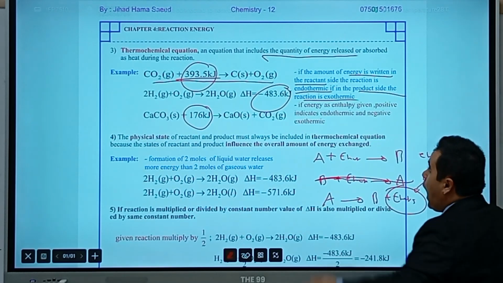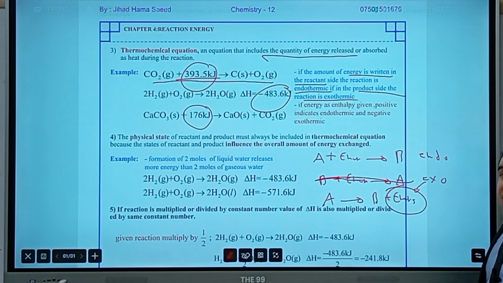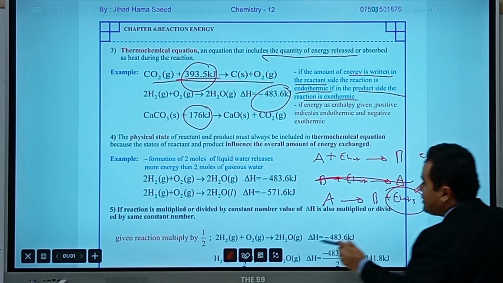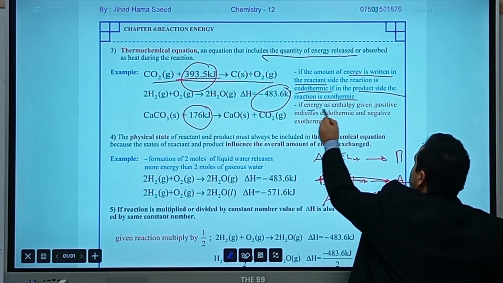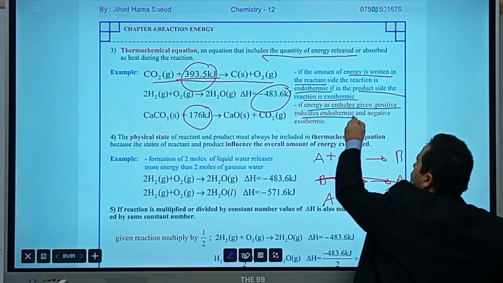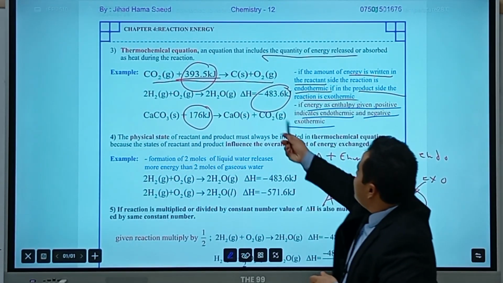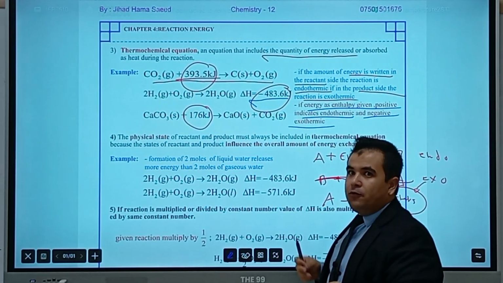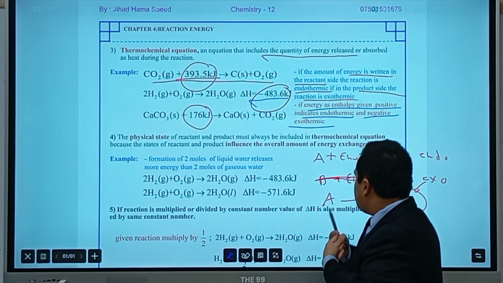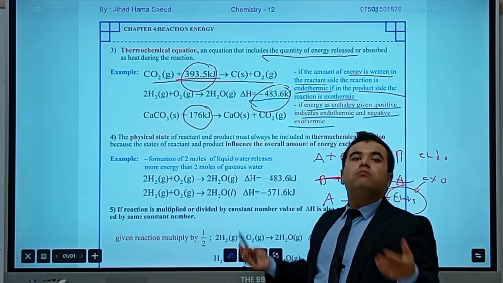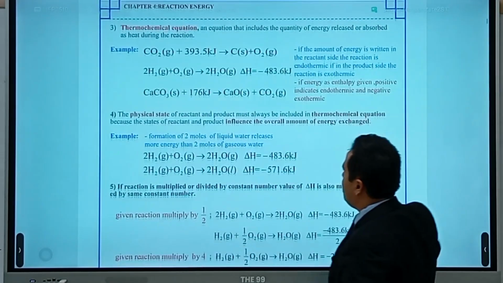Okay, guys. How about the other way, in the form of enthalpy change? If it's given in the form of enthalpy change, a positive value represents what? Endothermic. A negative value represents exothermic. So, delta H equal to negative 483, exothermic. Delta H equal to 483, endothermic. That's how we can represent endo and exo.